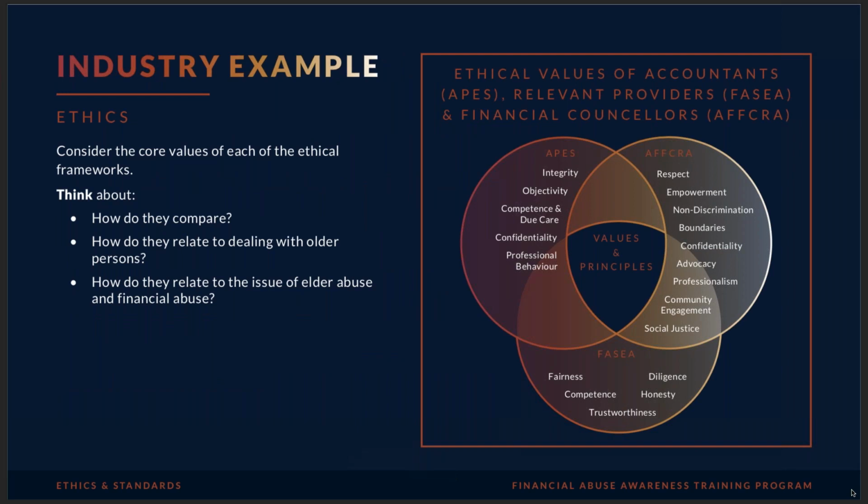Here are some industry examples of ethical values, and it shows you how each of the core values relate within the different frameworks. Think about how they compare with each other. How do they relate to dealing with older persons? And how do they relate to the issue of elder abuse and more specifically, financial abuse?